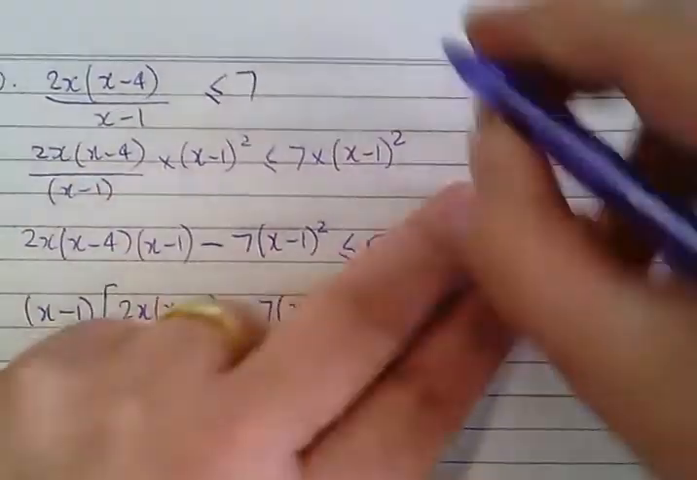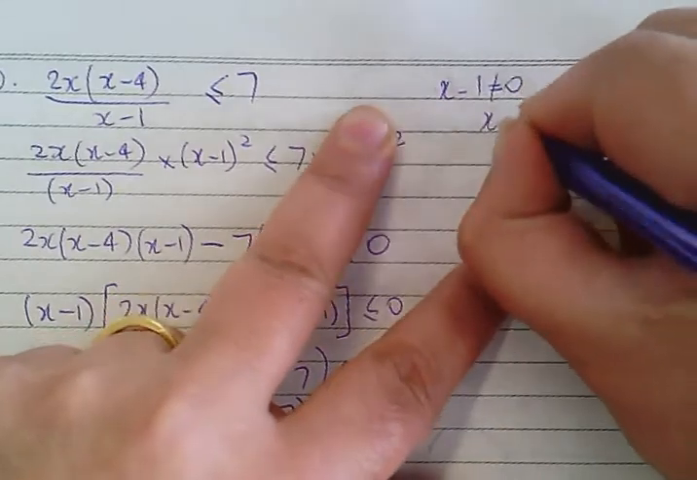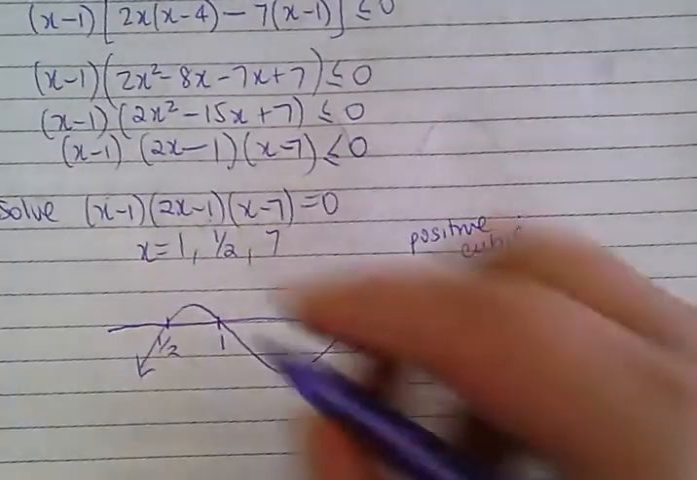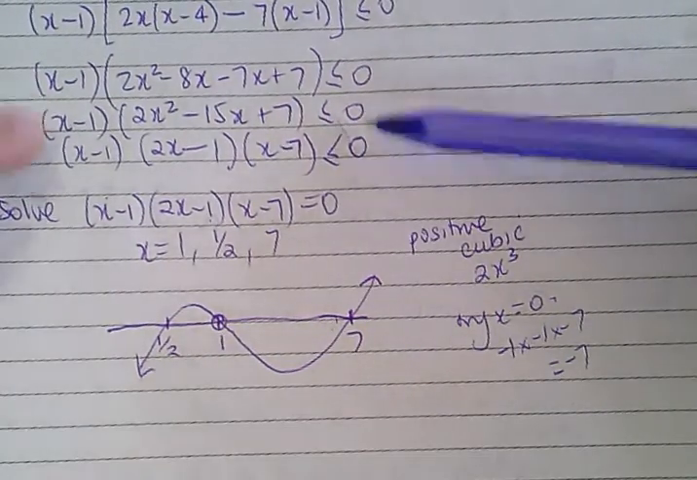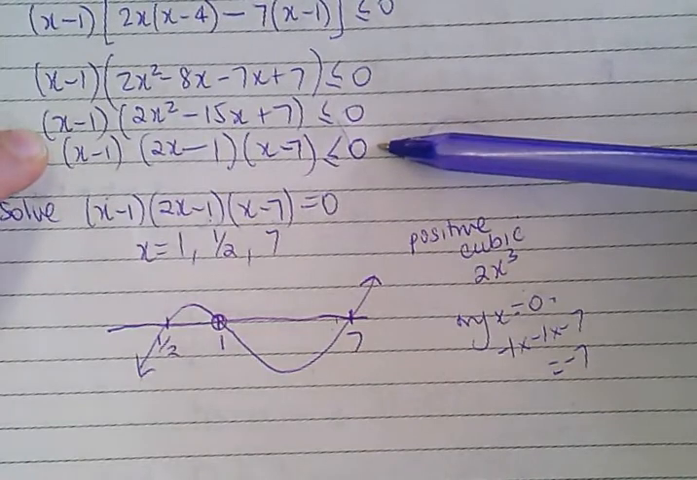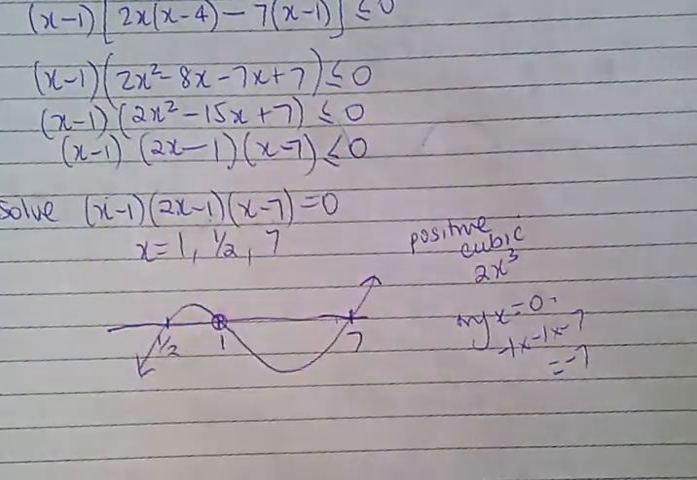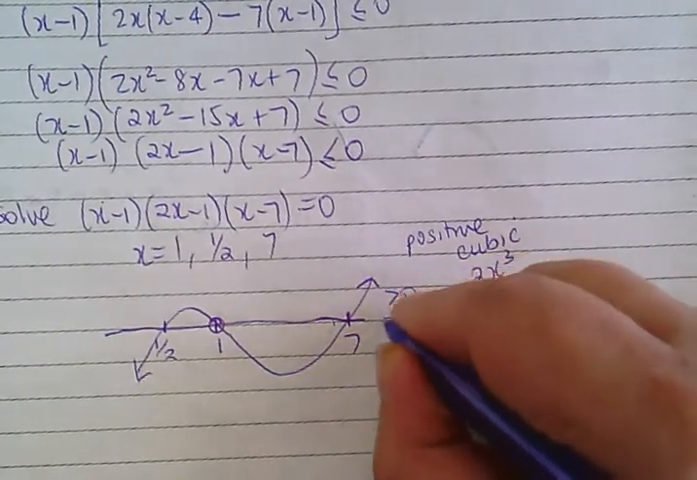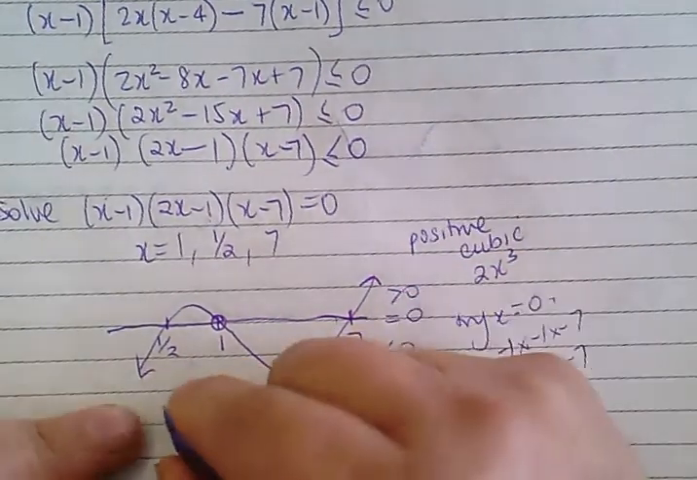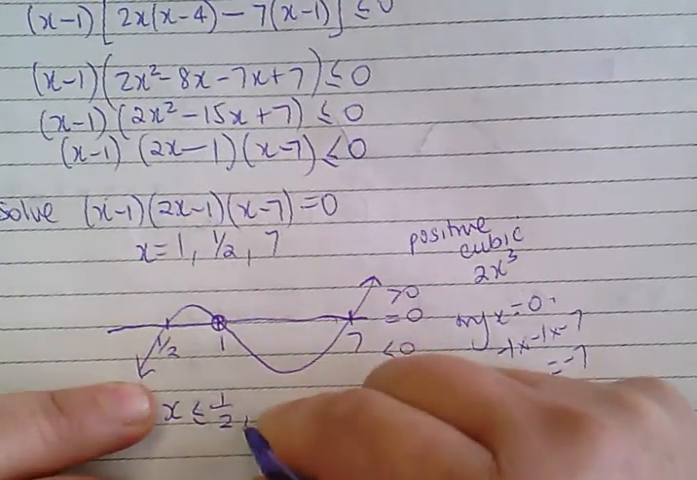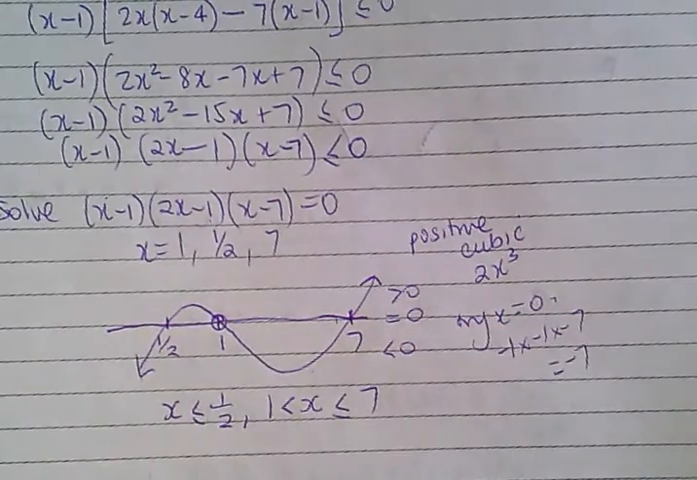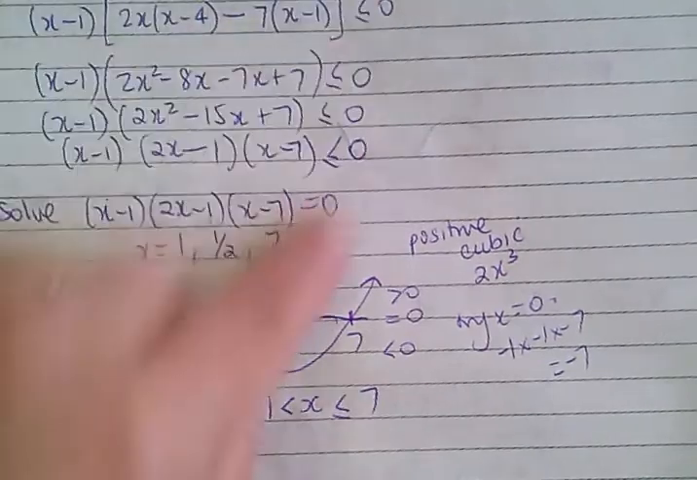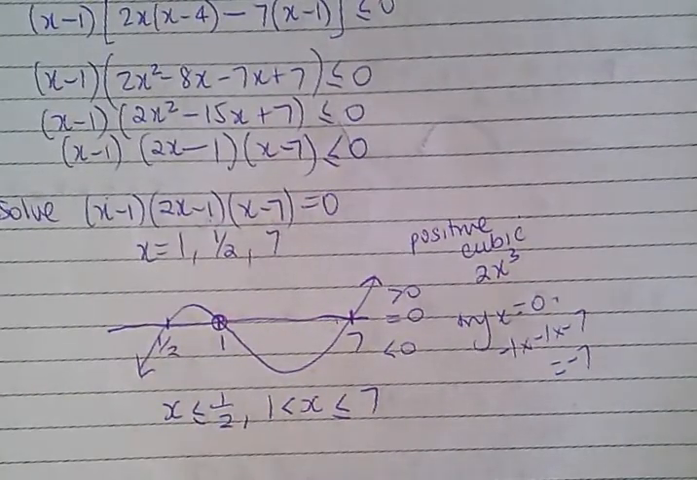Okay, go back up to the top. What can x not equal? x − 1 cannot equal 0. x cannot equal 1. So it can't equal 1. I'm going to put a big circle around it. So I want this graph to be above or below the line. This function has to be less than or equal to 0. That's down there. Greater than 0 is up there. Equals 0 is on the line. So what's my solution? x is less than or equal to 1/2, and x is greater than 1 but less than or equal to 7. Now if this was just less than, there'd be no equal to signs. Do I need to do one of those or not?